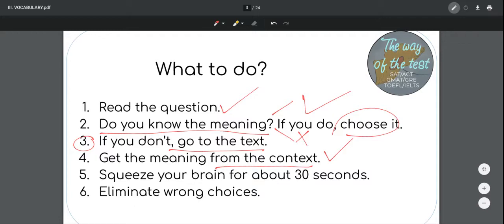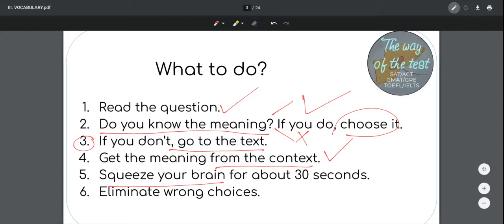So how do we get the meaning of the word from the context? We're going to work on that later in this video. To practice this, you want to squeeze your brain. I know this sounds very theoretical, but basically you want to try to get the meaning of that word from the meaning of the other words or of any kind of transition that is happening between sentences.